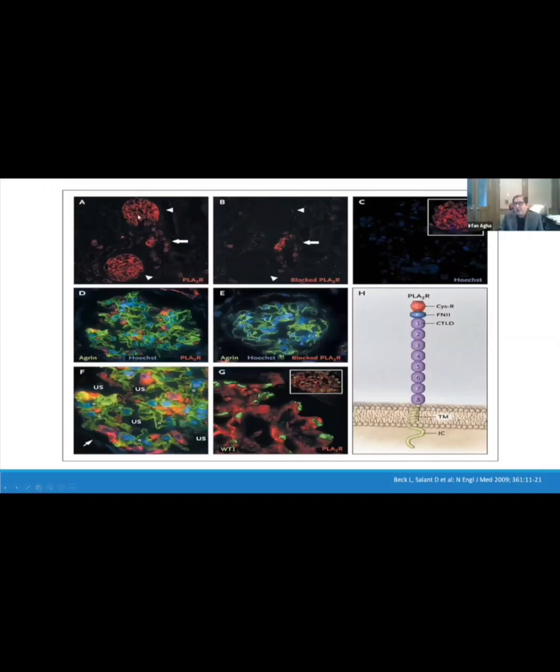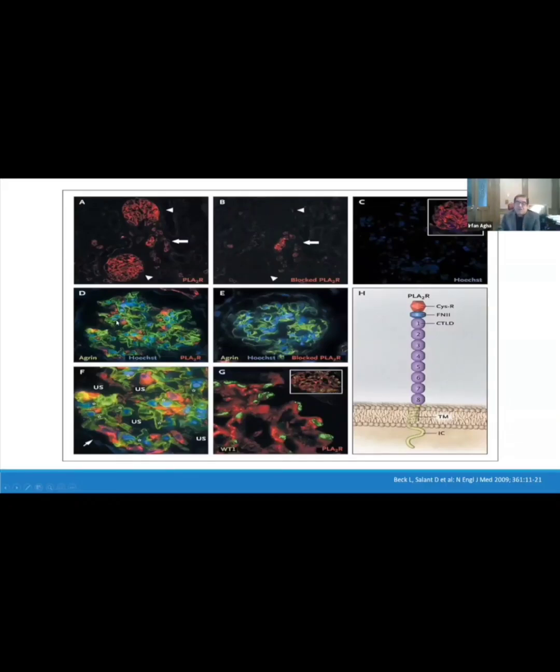This is a picture from the Salant and Beck paper from the New England Journal of Medicine. Panel A is where you're staining with PLA2R antibody, so it's lighting up. This is the control. So what they've done is they've pre-treated this panel with recombinant CTLD 5 to 6, where CTLD is C-type lectin-like domain. This is a blocking recombinant fragment, so it doesn't allow your PLA2R antibody to attach to the PLA2R antigen. This is just non-specific background staining in the tubule.